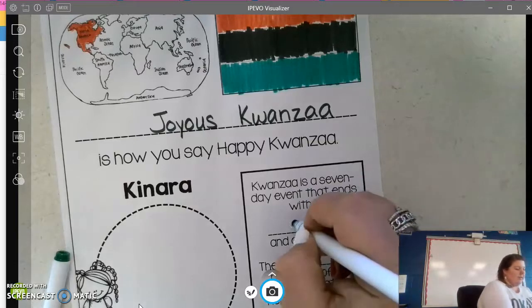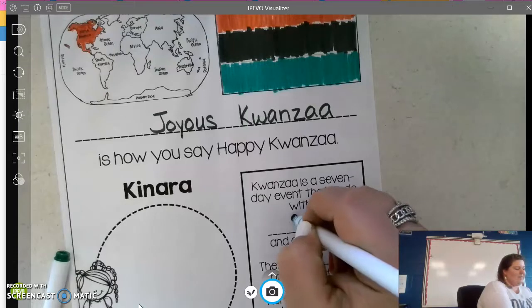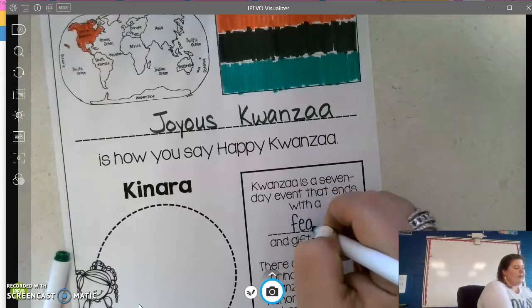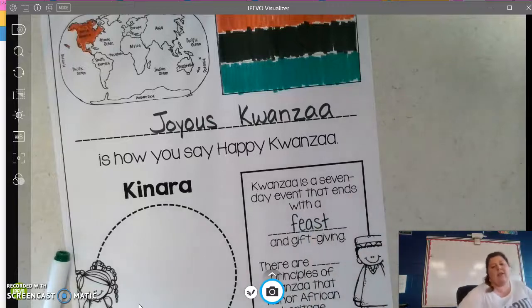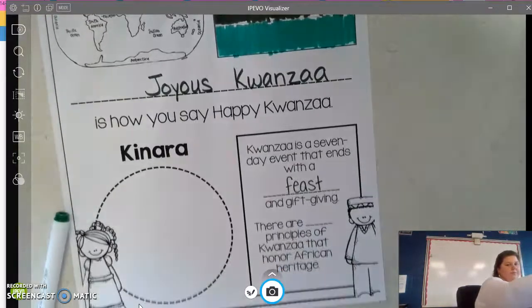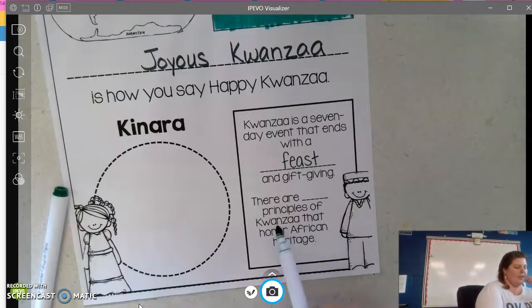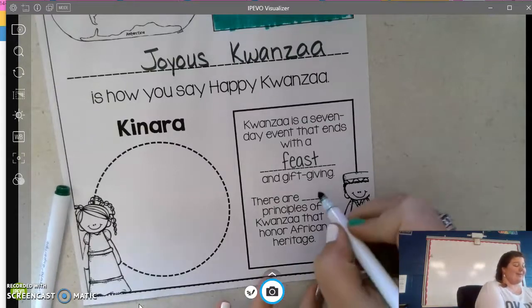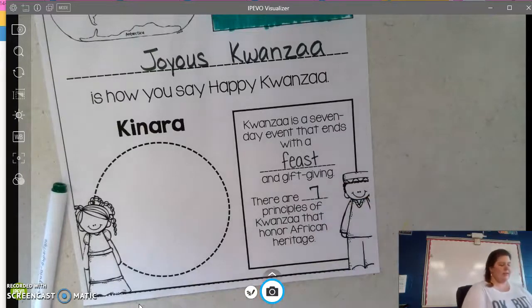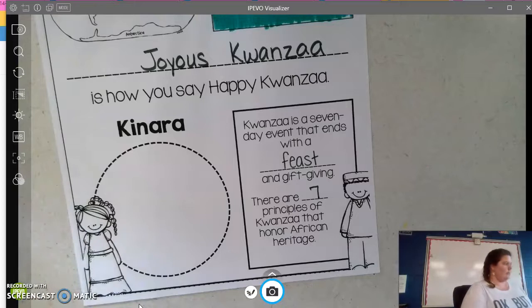So this is it ends with a feast. Remember how their family and friends came over to the house in the story and they had a feast, and then the brother showed up during the feast. The next one says there are blank principles of Kwanzaa that honor African heritage. Do you remember how many candles are on the Kinara? There's 7. 7 candles and 7 principles.